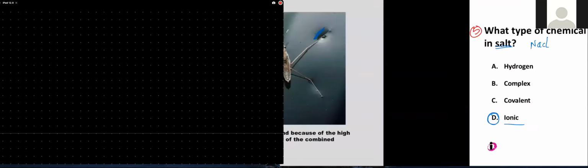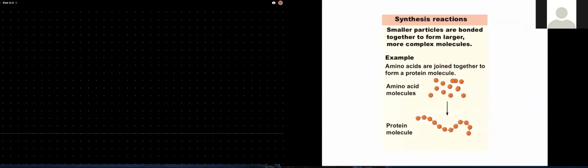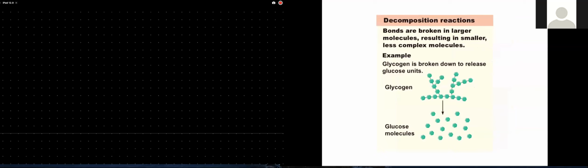All right. So for chemical reactions, we've got the synthesis reaction, in which smaller particles are building up larger compounds, like for example the amino acids, which build up together proteins. Decomposition reaction: I'm breaking down large chemical compounds into smaller ones, and we call those kinds of reactions the catabolic reactions of the metabolism.